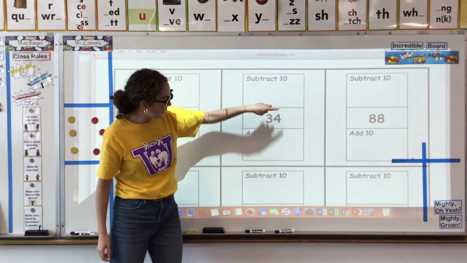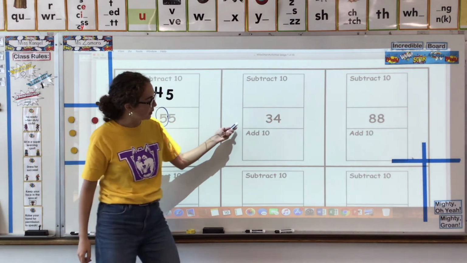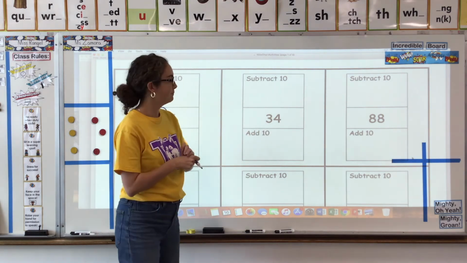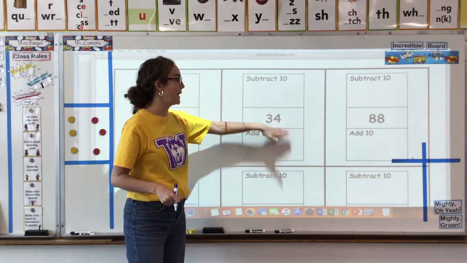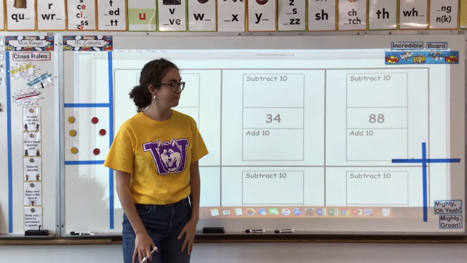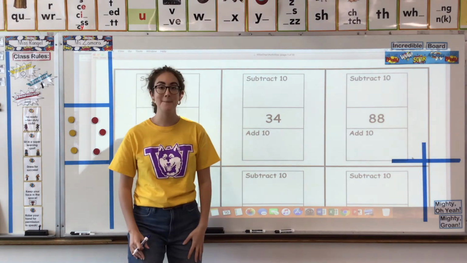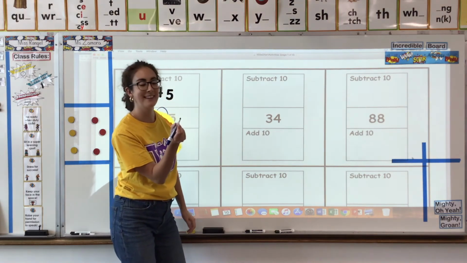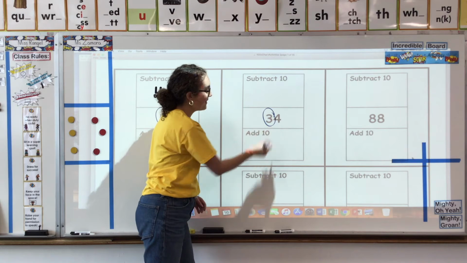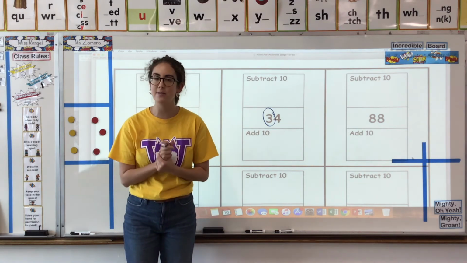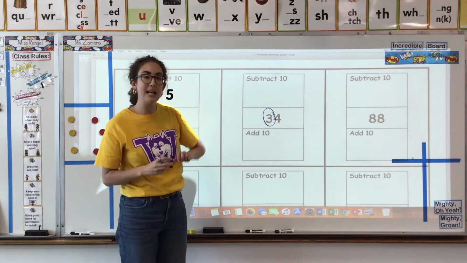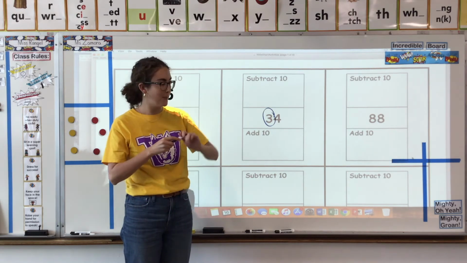Okay, let's look at our next one, awesome people. We have the number 34. What number is in the tens place? Can you highlight it or circle it? The 3 is in the tens place. So when we're skip counting, this 3 is all that's going to change.